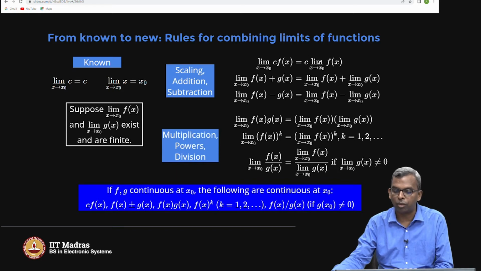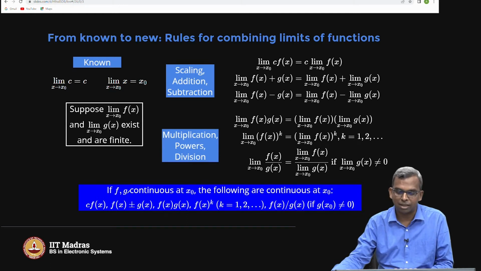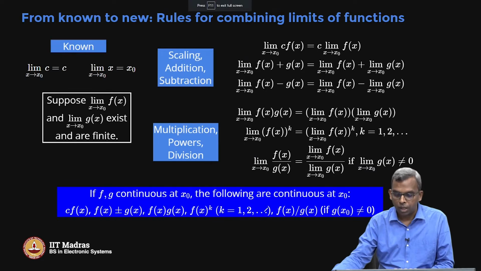If the limit as x tends to x naught of f(x) is f(x naught), then for c times f(x) also it will be c times f(x naught). Since the limit is going in, all these will also be continuous at x naught by just this operation: c times f(x), f(x) plus or minus g(x), f(x) times g(x), f(x) to the power k, where k is an integer 1, 2, 3 and so on, and f(x) by g(x) if g(x naught) is not equal to 0. In all these cases, these functions are going to be continuous, and that just comes from this simple computation. I hope you see this.